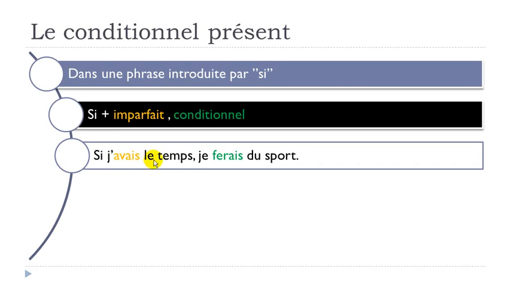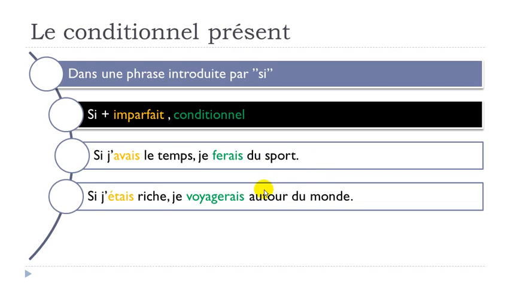Okay, so let's take one example. Si j'avais le temps, je ferais du sport. So si j'avais le temps, so if I had, it's the same in English. You put this I had. Si j'avais le temps, so time, je ferais. Remember, it was faire, to do, but then in the conditionnel form, du sport. Okay. Another example. Si j'étais riche, so riche, rich, était, it's to be, remember. Je voyagerais, voyager is to travel, autour du monde, around the world.